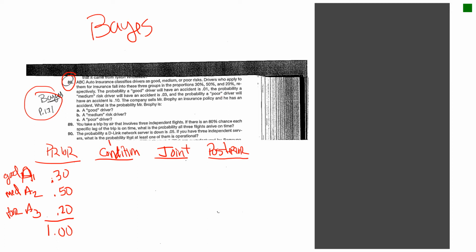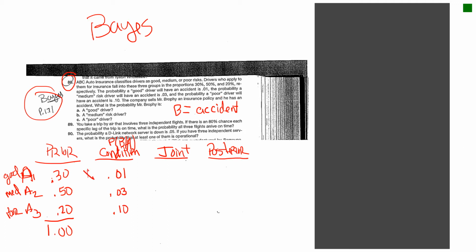Now, this column, which I like to label as B given A, guys, B is going to represent that you're in an accident. Okay, so that's going to be that event. And they go ahead and give you those conditions. So the good drivers, notice it's going to be 0.01. I'm going to put that right there. Medium risk drivers is going to be 0.03. I'm going to put that in that column. And then the most risky, the poor drivers, I'm going to put 0.10, of course, right there.